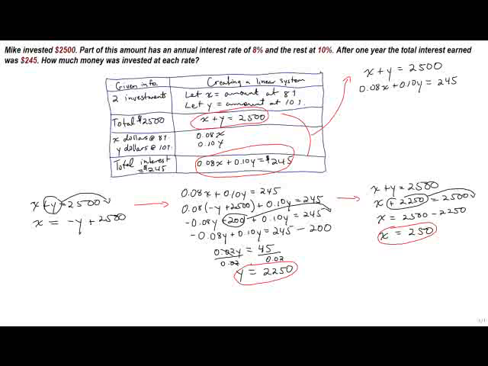So let's answer this question. How much money was invested at each rate? Mike invested $2,250 at 10% and $250 at 8%.